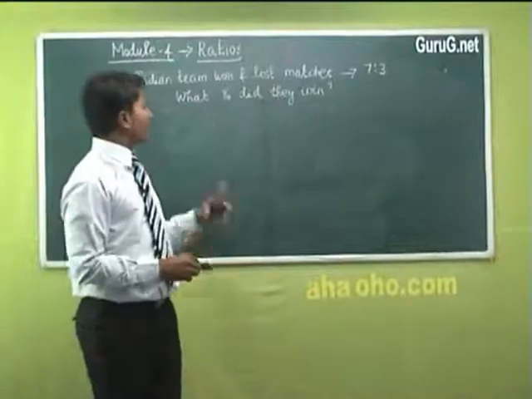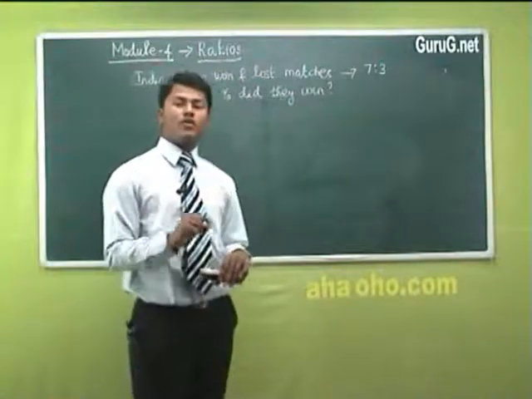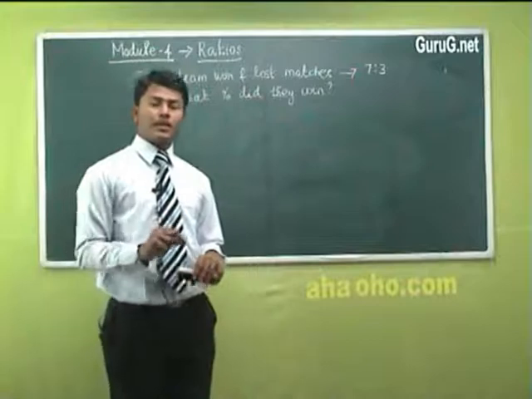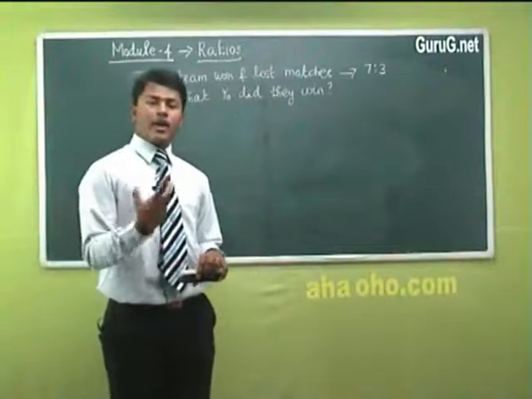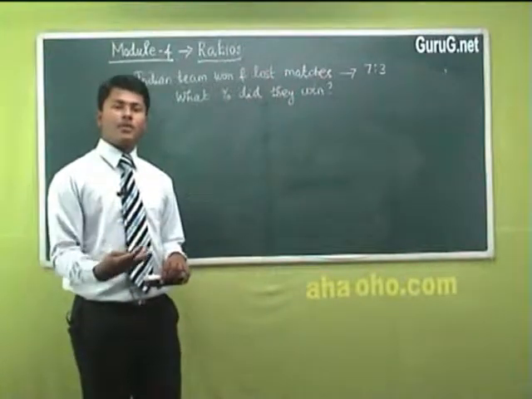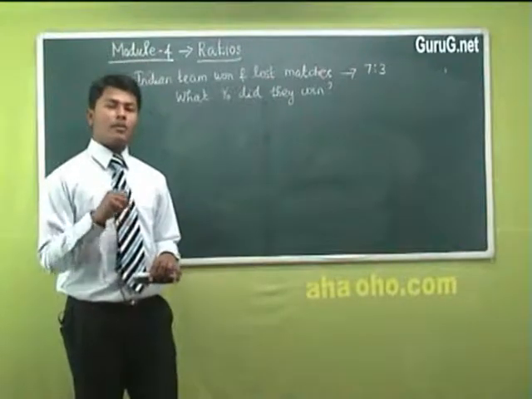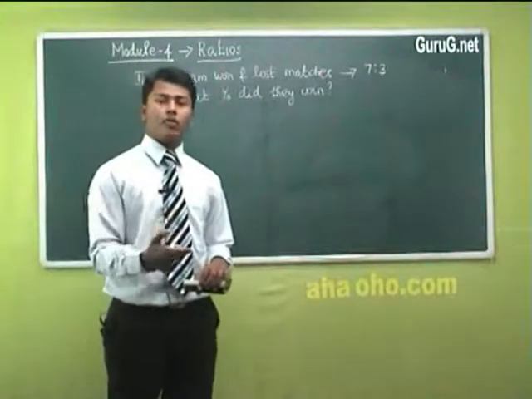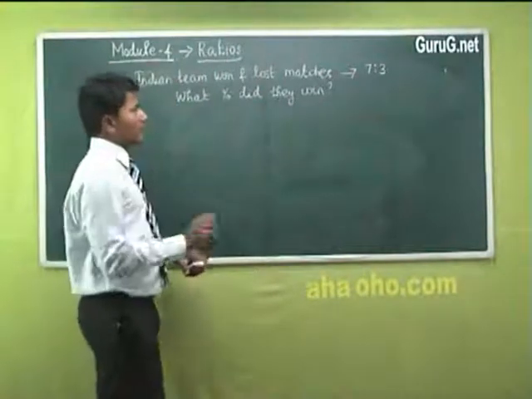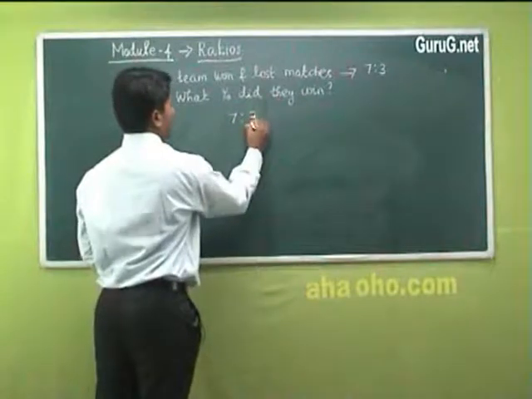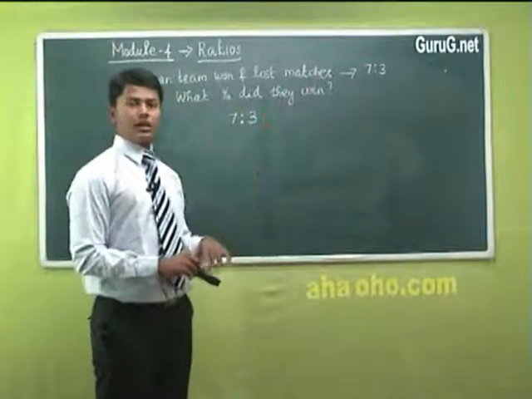So it is given here, the Indian team has won and lost the matches in the ratio 7:3 respectively. That is, they have played a number of matches in which the ratio of winning to losing is 7:3. Given the fact, you are asked to find what is the percentage of matches that they have won. So this is something interlinking of several modules we have seen. It is very easy. 7:3. What is the percentage of matches that they have won?